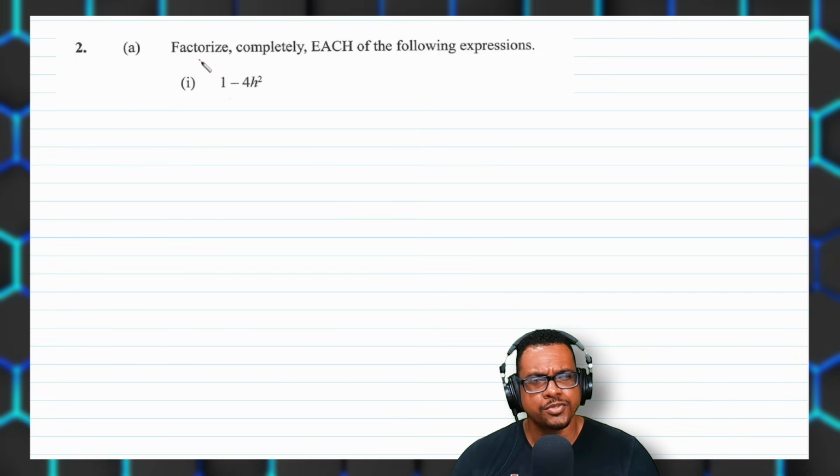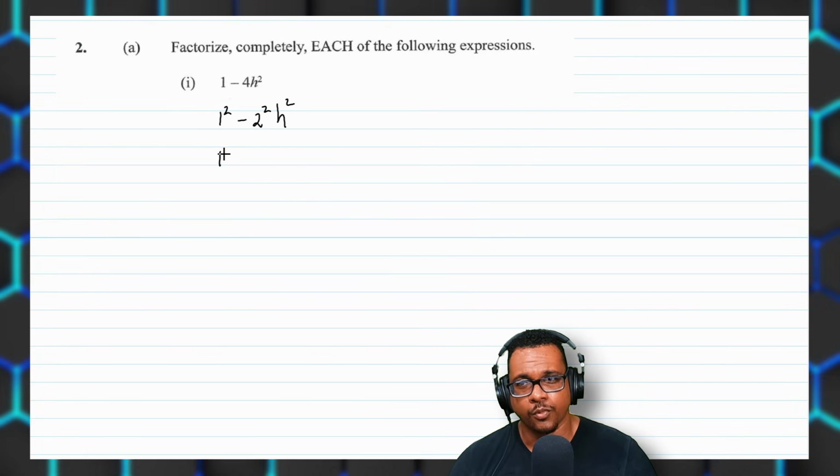Now, moving on to question 2, we have to factorize completely each of the following expressions. First one, we have 1 take away 4h squared. Now, in factorization, we're looking to see if there's anything common between the two terms, and I have nothing common between the two terms. So what do we do? Well, I recognize that this 1 is 1 squared and this 4 is 2 squared. So this 1 could be represented as 1 squared, and the 4 could be represented as 2 squared. I put back the h squared. So this would mean 1 squared take away 2h in brackets squared.